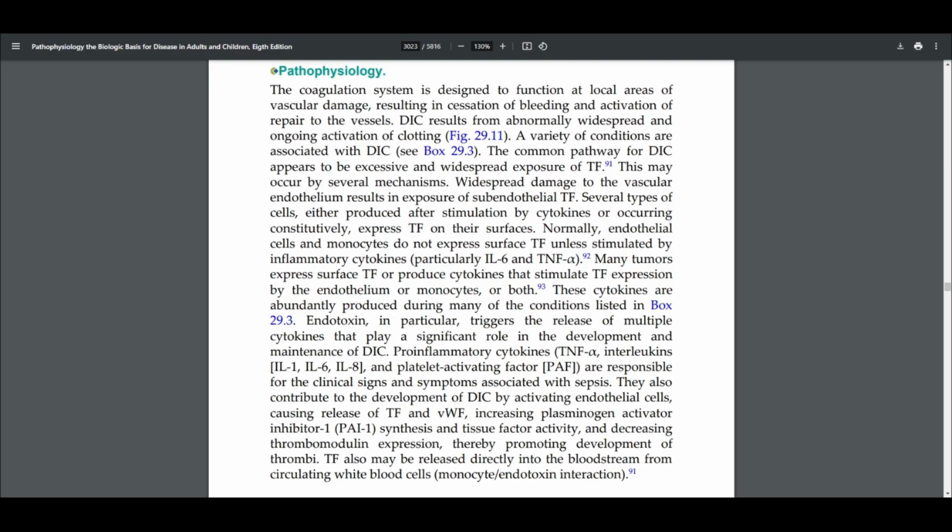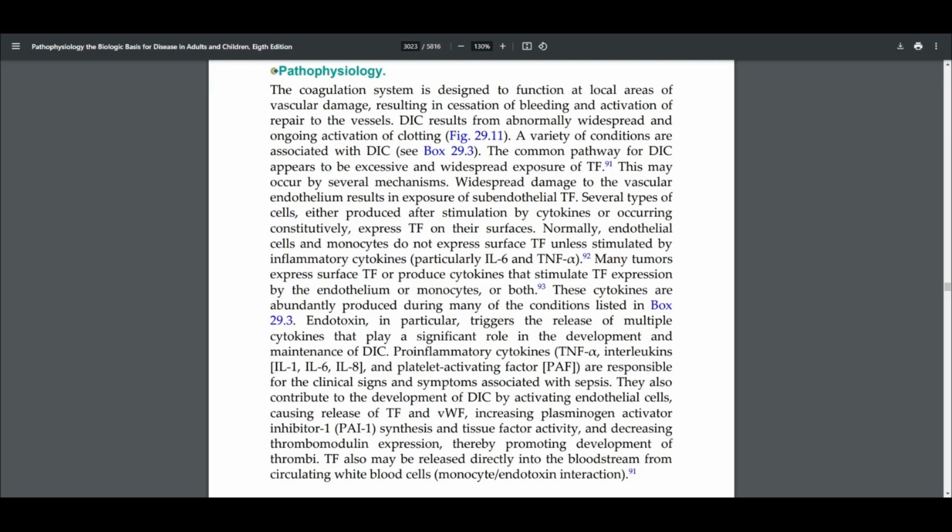DIC results from abnormally widespread and ongoing activation of clotting. A variety of conditions are associated with DIC. Again, see the prior box. The common pathway for DIC appears to be excessive and widespread exposure of TF. This may occur by several mechanisms. Widespread damage to the vascular endothelium results in exposure of subendothelial TF.